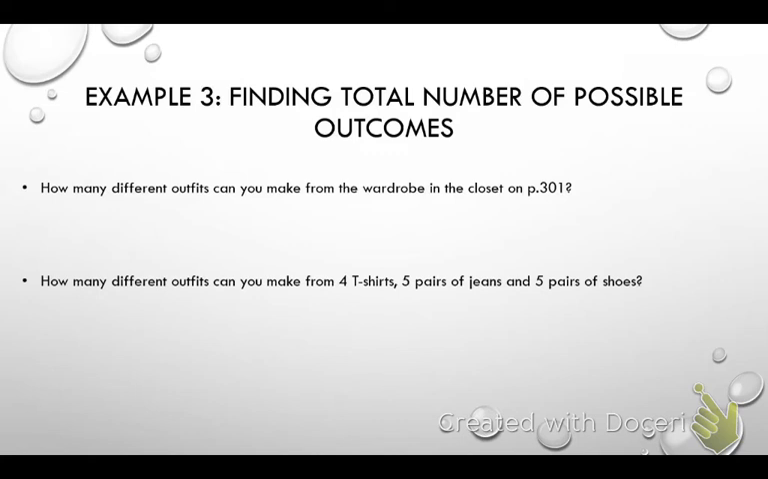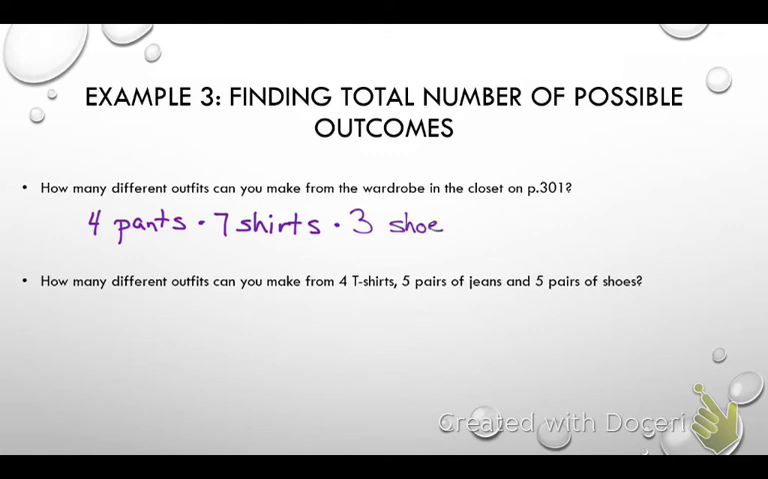All right, how many is it? 7. Okay, so we see 4 pairs of pants. We see 7 shirts. You need to be writing this down. We see 7 shirts. And how many pairs of shoes? 3.